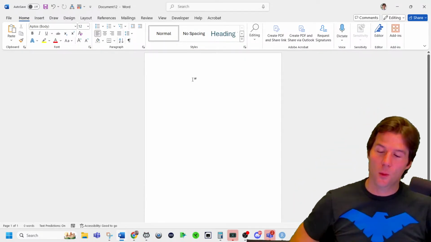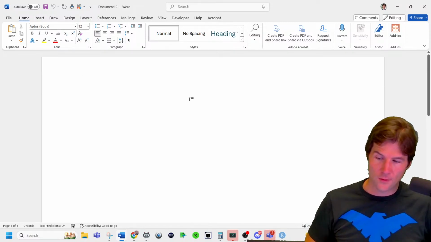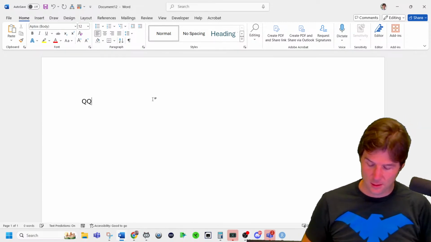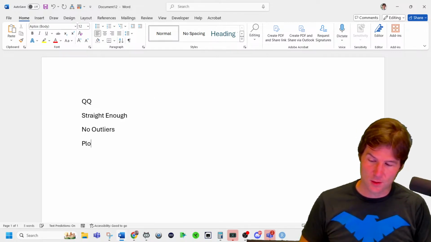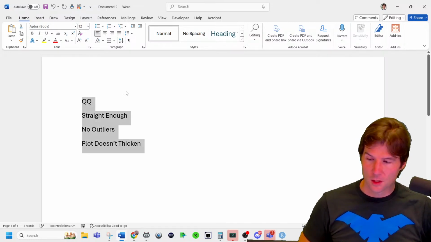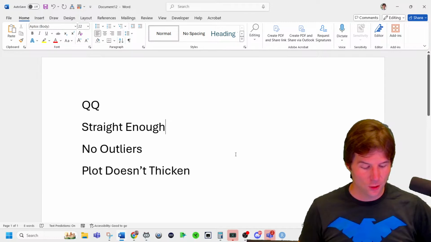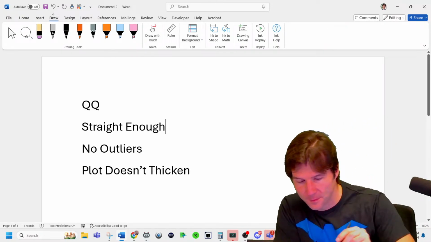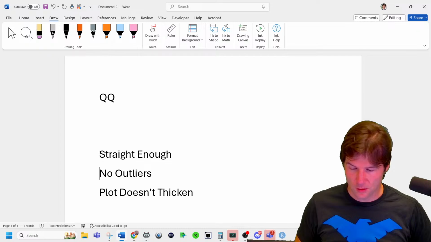To check the regression conditions, you just have to memorize QQ, straight enough, no outliers, plot doesn't thicken. So what we're going to do is talk about each one of these conditions and how to check them. So the first condition, QQ, means what? What does QQ mean?